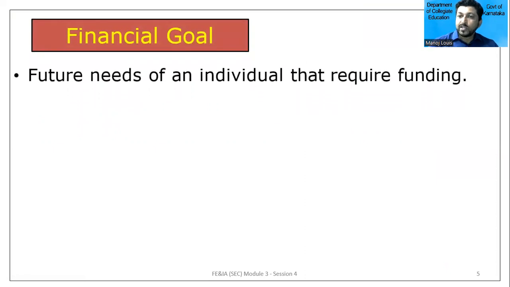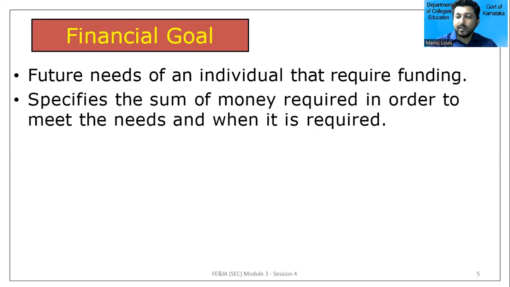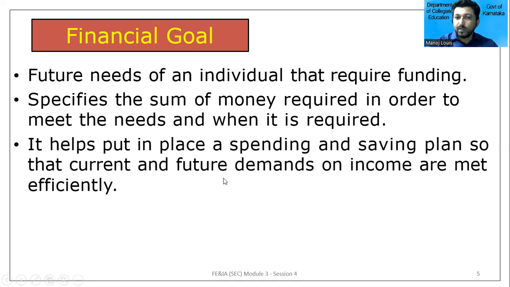See, future is uncertain. You never know. So future needs of an individual require funding. Definitely you should not fall short of funds at any given point of time. That's why you need to be very clear how much you would require moving ahead. So it specifies the sum of money required in order to meet the needs, how much you would require, and when you are going to require that. That becomes very, very important.